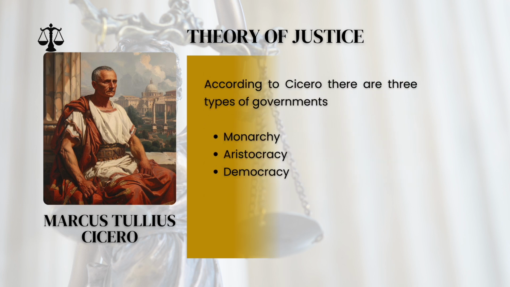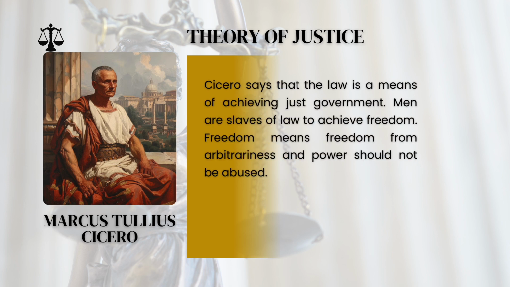According to Cicero, there are three types of government: monarchy, aristocracy, and democracy. Cicero says that the law is the means of achieving just government. Men are slaves of the law to achieve freedom. Freedom means freedom from arbitrariness, and power should not be abused.